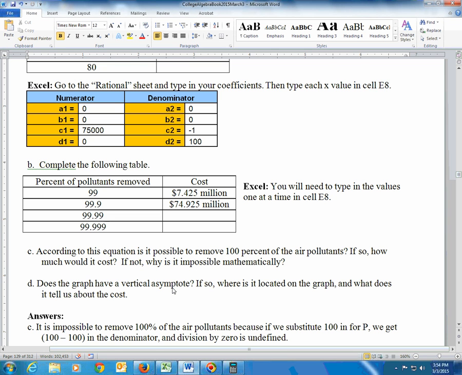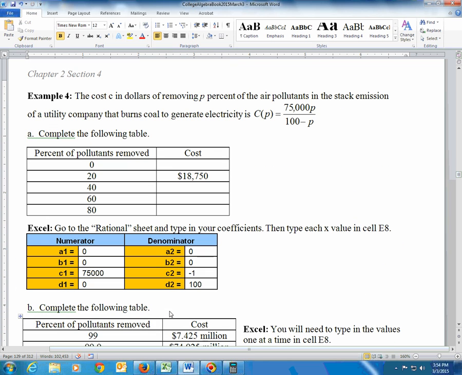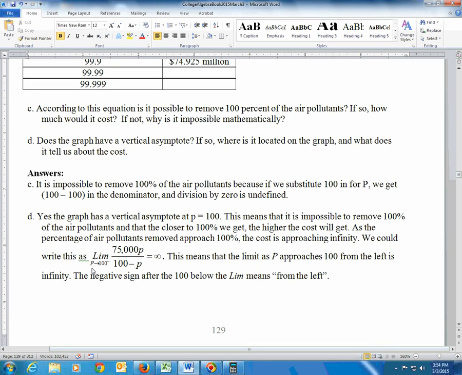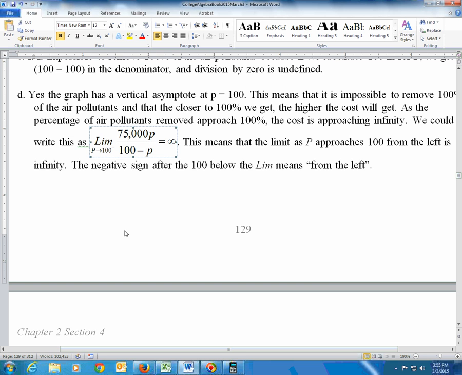Okay, so the big question on this was, does the graph have a vertical asymptote? Yes. If so, where is it? It's 100. What does it tell us about the cost? It means this. As the percentage of pollutants approaches 100, the cost is approaching infinity. You can write it this way. The limit as the percentage of pollutants approaches 100. Now the negative right there, this negative means looking to the left-hand side of the graph. That's what that negative means. As the percentage of pollutants approaches 100 from the left, what is the height of this graph getting close to?